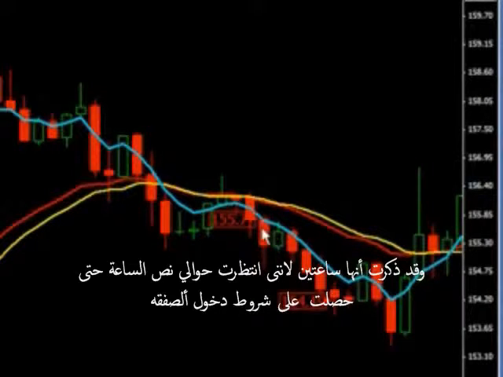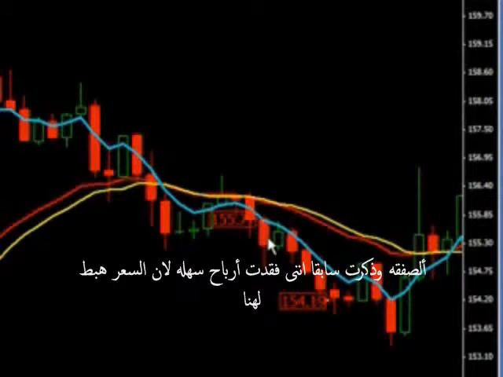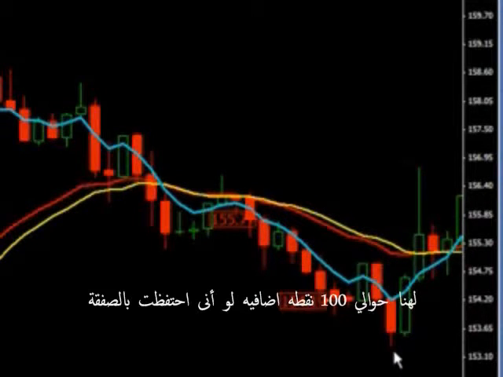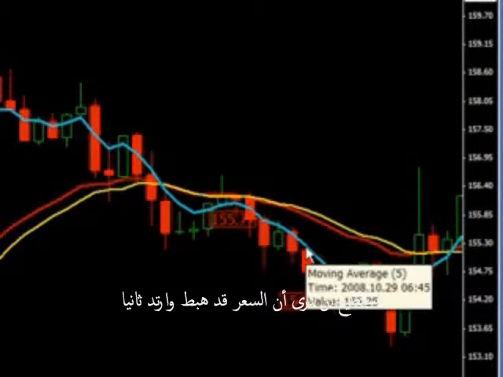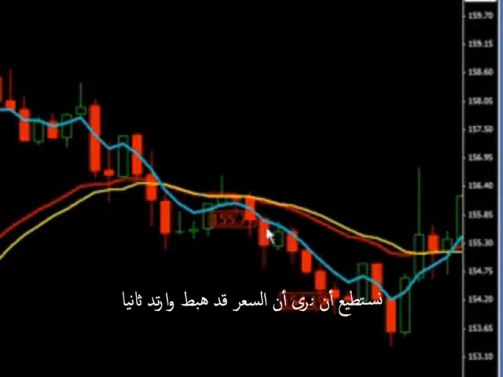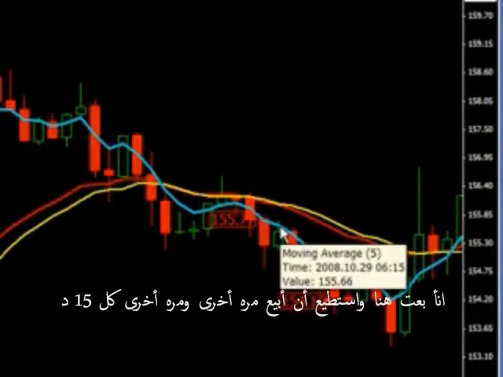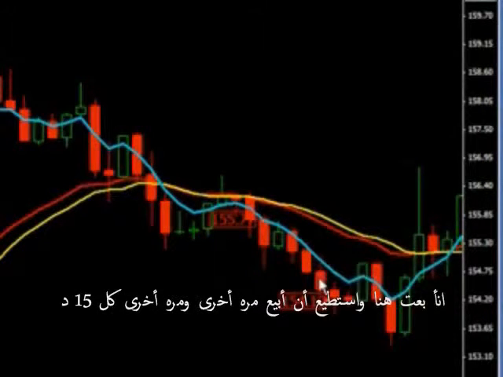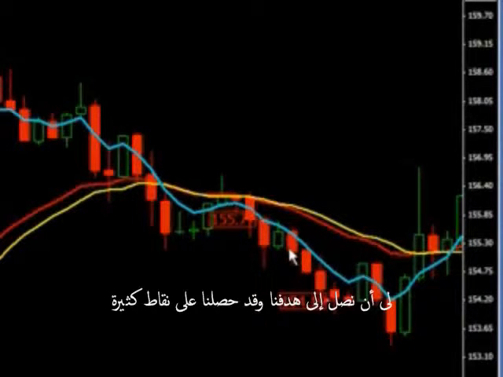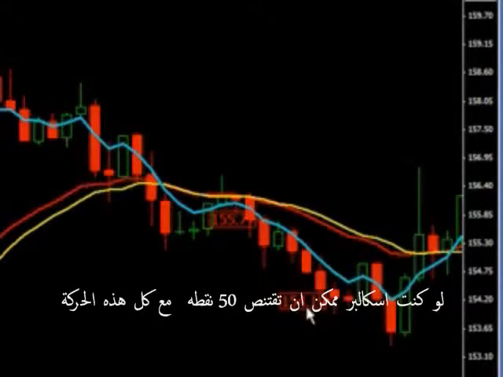Also, I mentioned that I left some money on the table. Notice here that we had price come all the way down here, another 100-plus pips or so if I would have held on to the trade. You can see several times this price comes down, bounces back up, and gives me another opportunity to sell. I ended up selling here, but I could have sold again, and again, every 15 minutes, and depending on your profit target, there are a lot of pips to be made. If you're a scalper, you easily could have scalped 50-some pips with each of these moves.